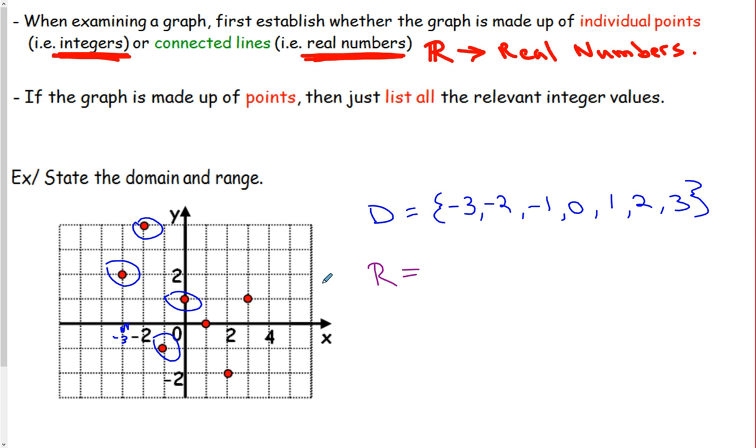Range, I'm going to do kind of the same thing. I'll start at the bottom and look for the lowest one. In purple, it's right here. So that's a y coordinate of -2. I've got a point right here of a y coordinate of -1. I've got a y coordinate of 0. I've got two of them with a y coordinate of 1. I'll only write it once. And then I've got a y coordinate of 2 and a y coordinate of 4. So those are all the possible y values you could have in the points on the graph of this function.